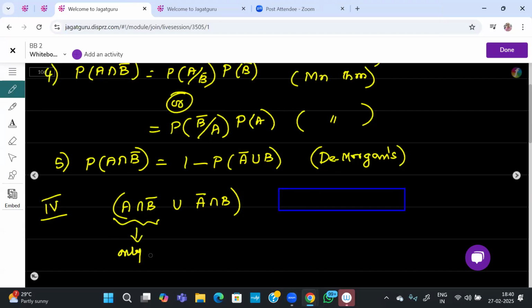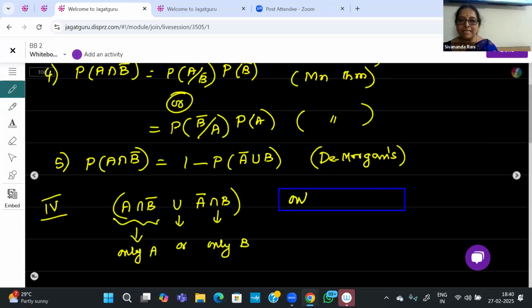Only A. Okay, this is only A. And what is this? Only B. What is this? Union. I mean, both. Either this or only A or only B. Okay, literally translated, it means only A or only B.